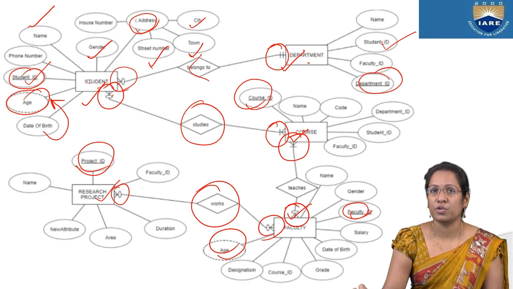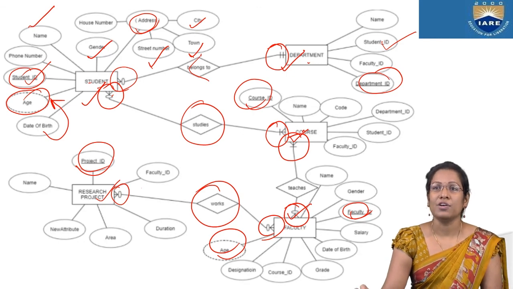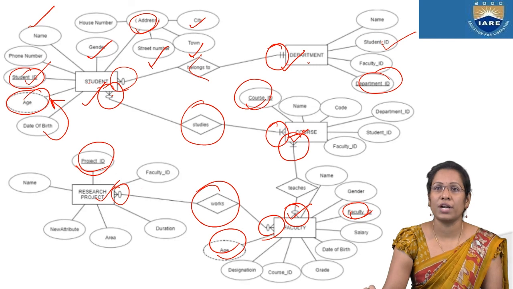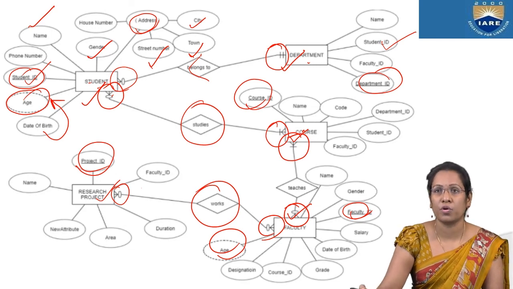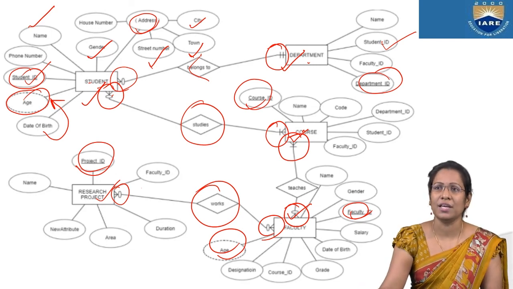So first we need to identify the entities, then attributes, then types of attributes, then relationships between those entities, and finally give the mapping cardinalities between two entities. Once after drawing the ER model, it is very easy to convert the ER model to the relational model, that we will see in the coming session.